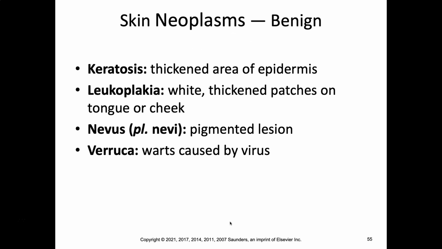There are benign skin neoplasms that can occur. And these are keratosis, where the epidermis becomes thickened, leukoplakia, where you have white thickened patches on your tongue or cheek, a nevus or nevi, and that's a pigmented lesion. And then verruca are warts caused by a virus. We just talked a little bit about where someone could have a rash caused by a virus, but there are also times when a virus may cause warts, and that's also known as verruca.